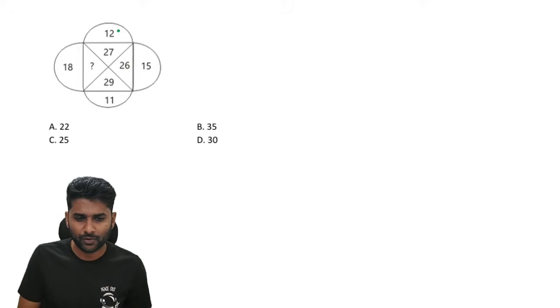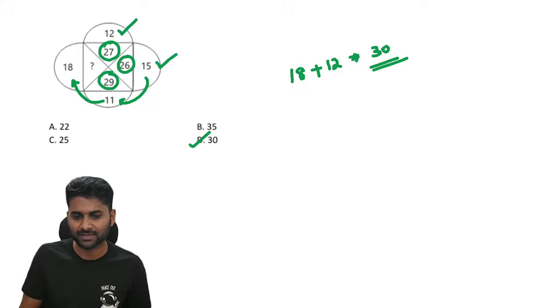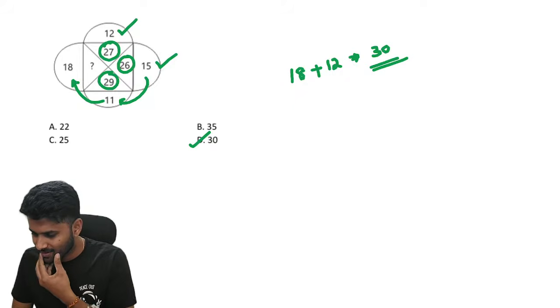Now see, if you go through the sum of 12 and 15, the resultant is 27. 15 and 11, the resultant is 26. Again 11 and 18, the resultant is 29. If you want the next number, that is the sum of 18 and 12, and the sum value is 30. So 30 is the correct answer. It's 30. Clear?